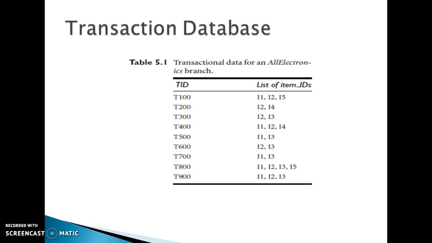So this has 9 transactions. If we see 9 transactions, each has different items which are purchased. In transaction 100, they have purchased item 1, item 2 and item 5. In transaction 200, they have purchased item 2 and item 4, etc.